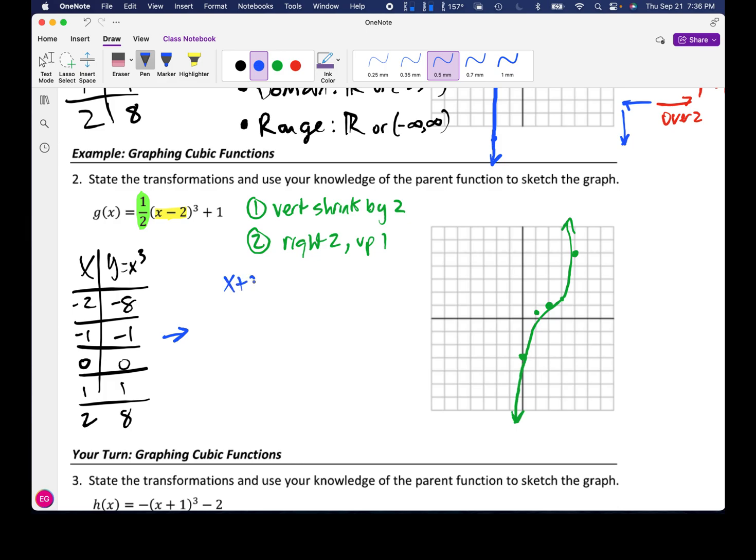So x is going to be x plus 2. That's going to make me move to the right 2 places. The y value is going to be 1/2 times y, and then plus 1. And that's because, again, just like before, the entire cube is what y is. So this is 1/2 the cube plus 1, so that's 1/2 y plus 1.